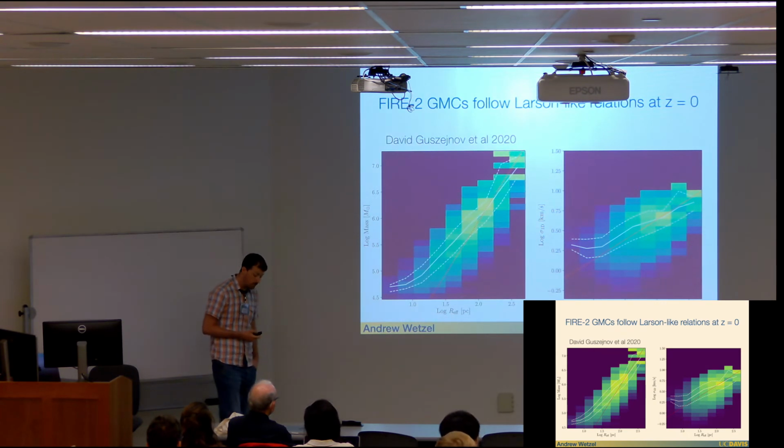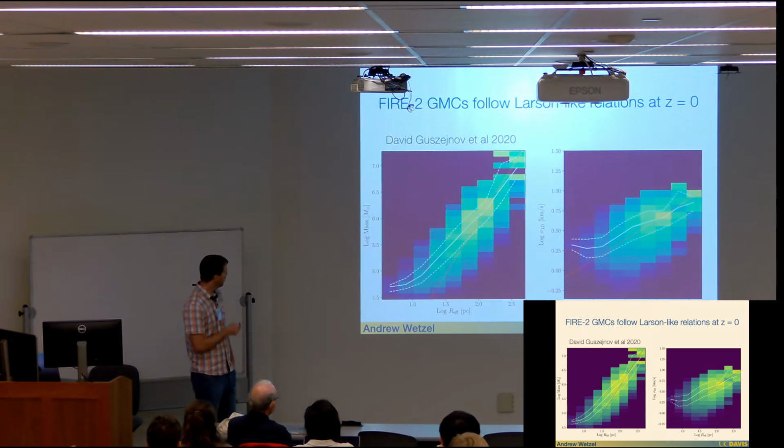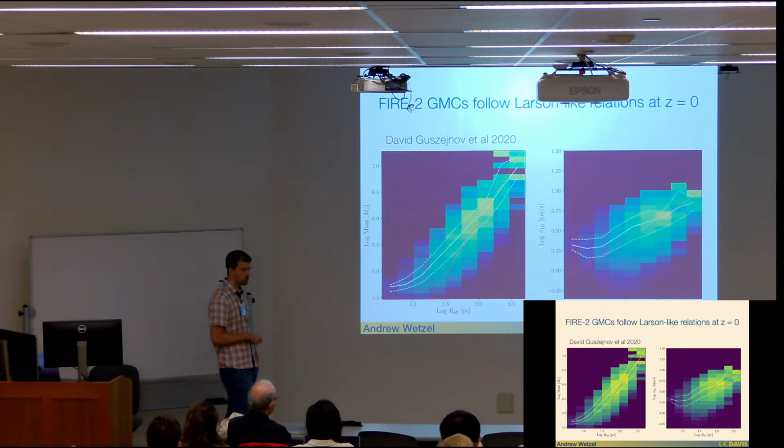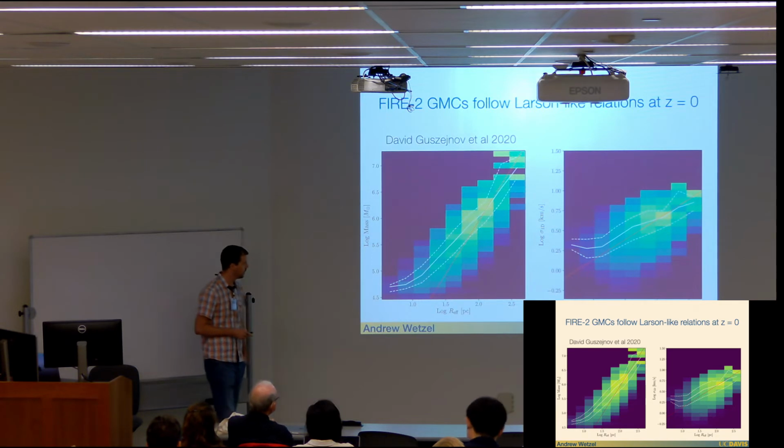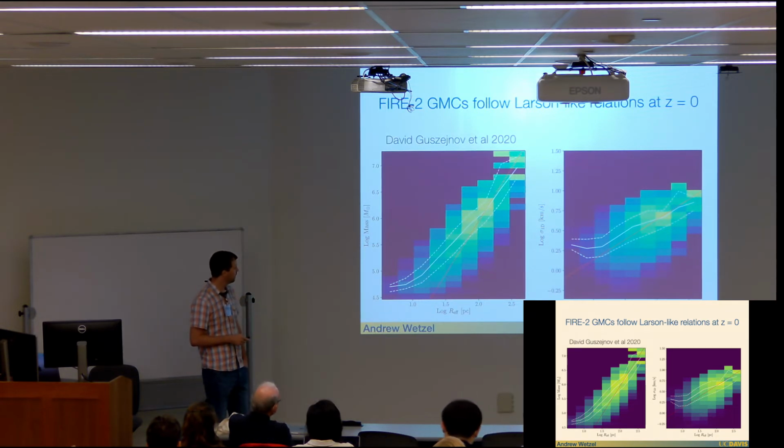We can also look at the internal properties of these clouds. So this is just plotting the mass-size relation and the velocity dispersion-size relation. And these dotted curves show comparisons to Larson-like scaling relations, just to show that these clouds are sort of in the right ballpark as far as the observed scaling relations of clouds in the Milky Way for comparison.